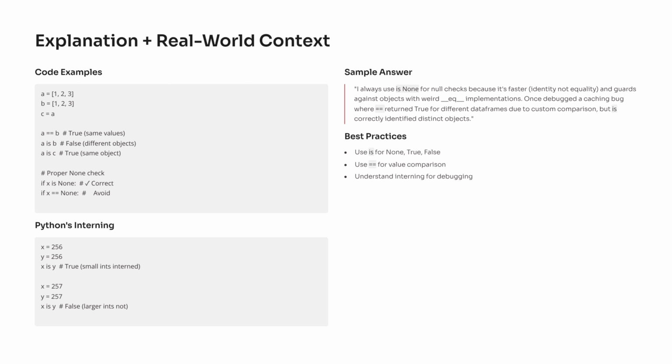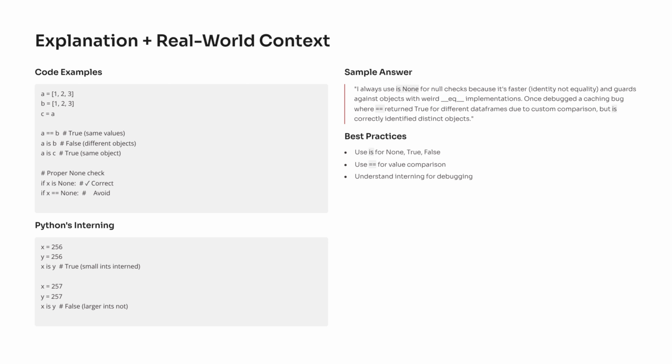Now, here's why this actually matters in real data science or machine learning code. Imagine you're checking whether a variable is None. Many developers accidentally write double equals None, but the correct and faster way is to use is None, because is checks identity and None is a single object in memory. That one habit helps you avoid subtle bugs in data cleaning or model initialization steps.